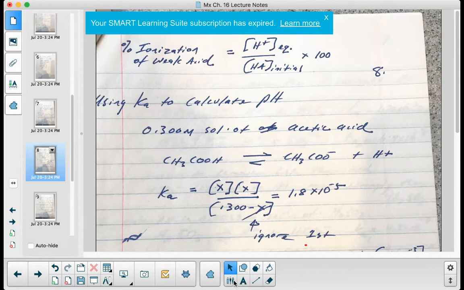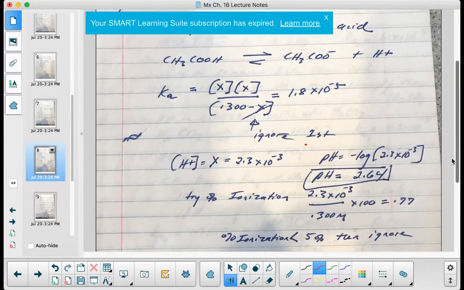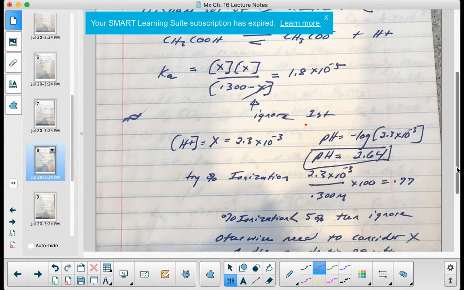Okay, here we are back to finish off chapter 16. So when I left off in the last one, I was talking about this percent ionization. So I think I want to go back and just give you a little bit more on this, because it is an important aspect.